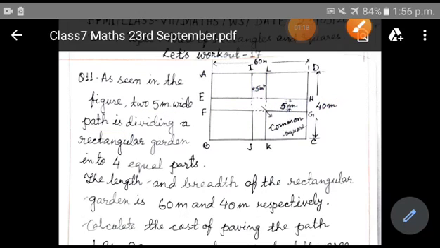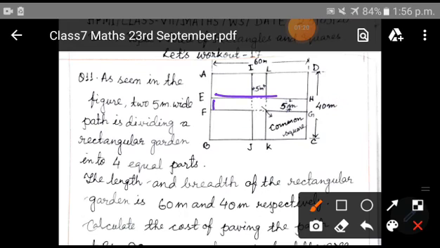And for the horizontal rectangle, the length will be equal to the length of the garden, which is 60 meter, and the breadth will be 5 meter. So now in both the cases you need to calculate the length and the breadth and then find out the area. We will have to find out the area.